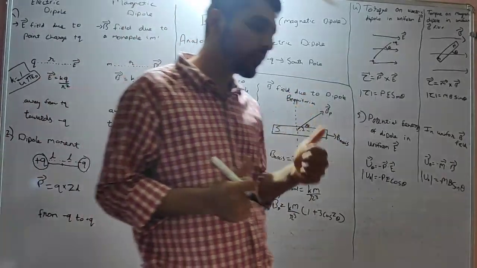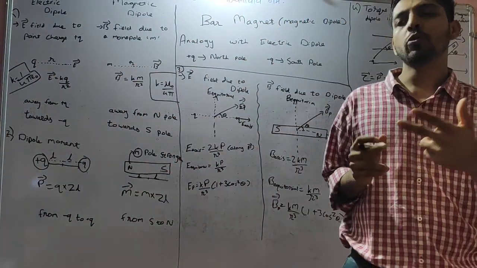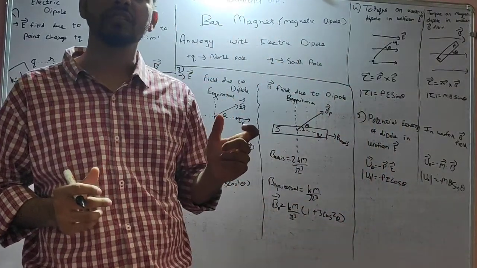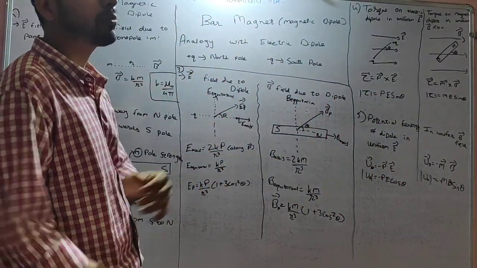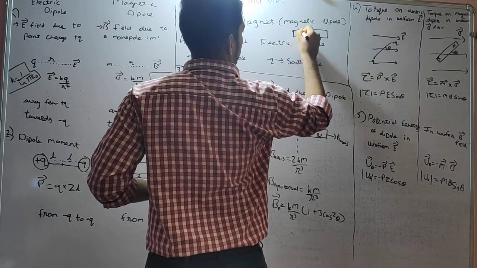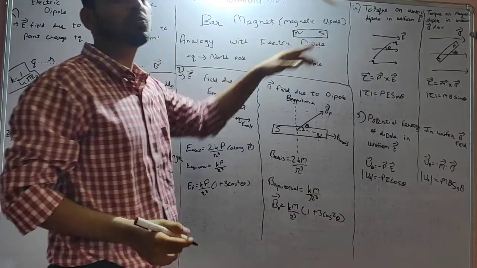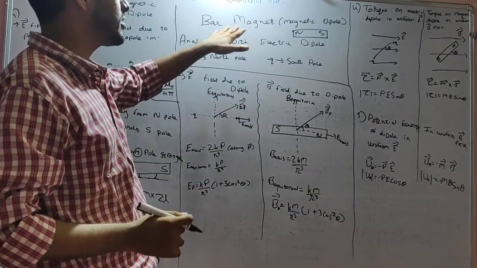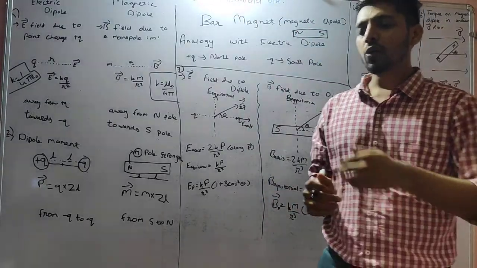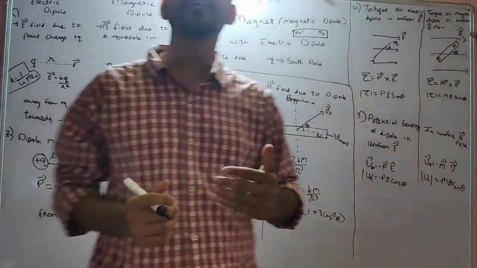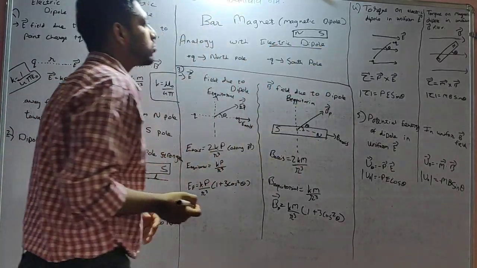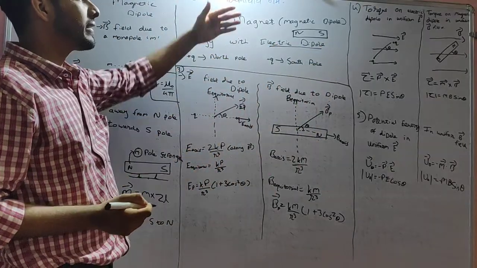What is the requirement for a dipole? Positive and negative, or you can say opposite charges separated by a small distance. Similarly, in a bar magnet, you all know that it is simply a north pole and a south pole separated by a small distance. So we'll study in detail about the magnetic dipole and the formulas related to it. But how will we study it? We'll compare it with the electric dipole. We know what an electric dipole is, so we'll compare its analogy with the magnetic dipole.